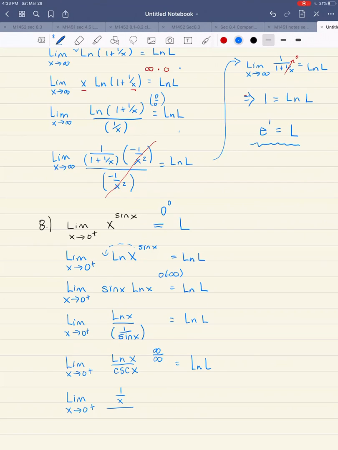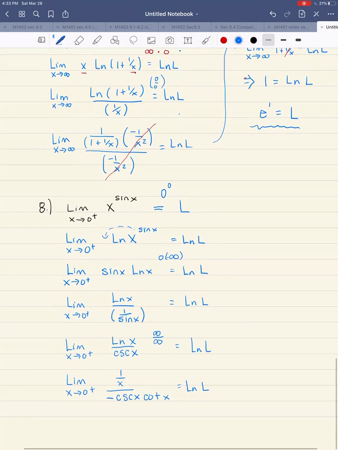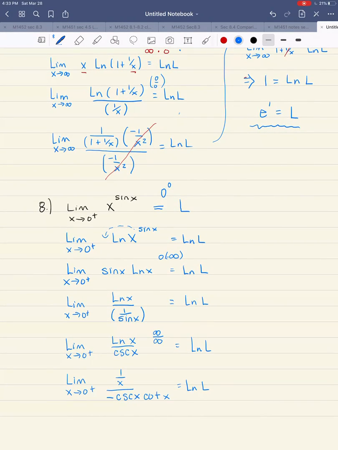Derivative of the top gives me 1 over x. Hope you remember your derivative of the cosecant. Starts with a c, so I know there's a minus. And it looks like the same format as the derivative of the secant. It's going to have a minus cosecant of x and a cotangent of x. Let's bring it up here and simplify. Now, let's do some trig.